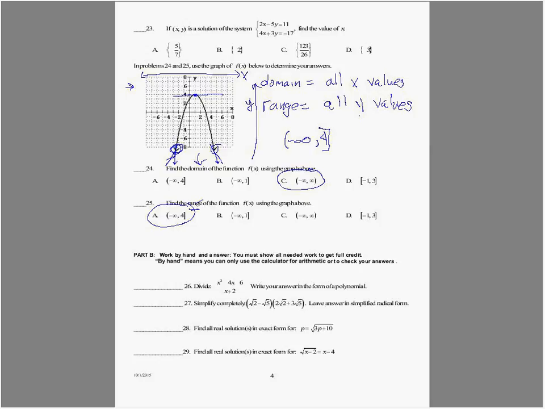So it looks like number 28 was the next one that was requested. Okay, 28 is down here. We want to find all real solutions in exact form. The equation is P equals the square root of 3P plus 10. Okay, so we have a square root.